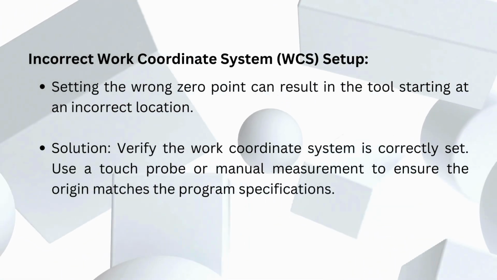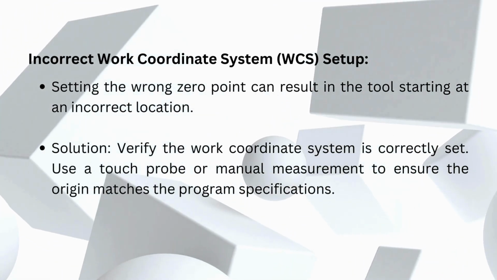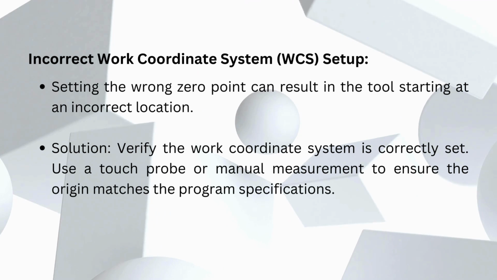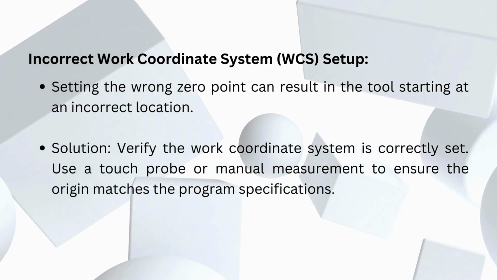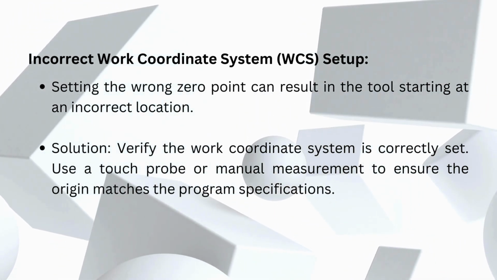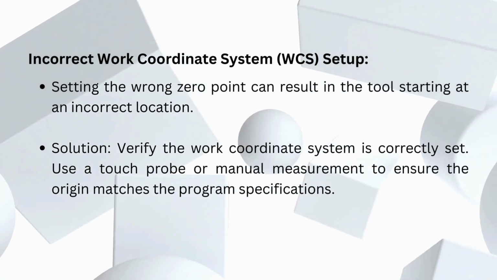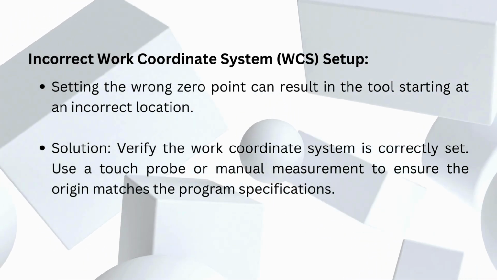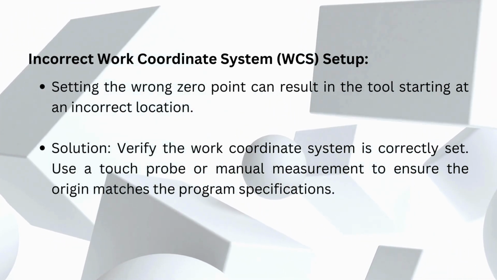Incorrect work coordinate system, WCS, setup. Setting the wrong 0 point can result in the tool starting at an incorrect location. Solution: verify the work coordinate system is correctly set. Use a touch probe or manual measurement to ensure the origin matches the program specifications.